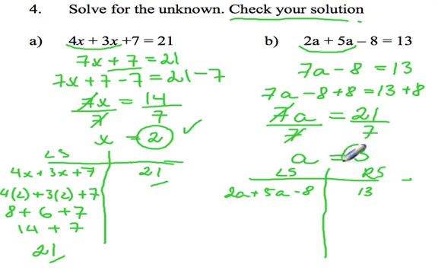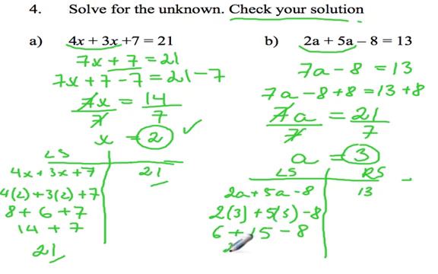Now we're going to substitute the value we solved. So 2 times 3 plus 5 times 3 minus 8. 2 times 3 is 6, plus 5 times 3 is 15, minus 8. 6 plus 15 is 21, and 21 take away 8 equals 13. Left side equals right side, so we've checked our solution.